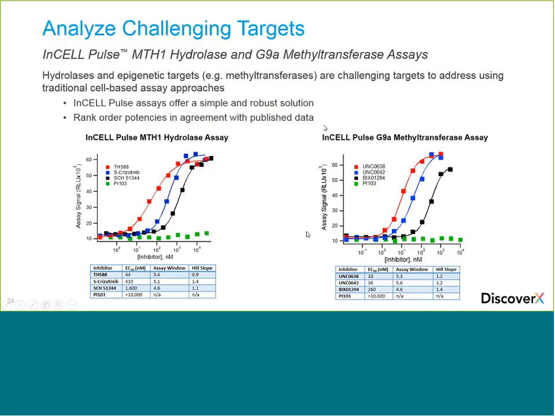G9A is a methyltransferase, an epigenetic target. Methyltransferases are difficult targets to build functional assays for. The readouts can be complex, oftentimes requiring mass spec. So it's really nice to have a convenient, rapid target engagement type assay to look at the rank order potency of inhibitors, or to show that your inhibitors are actually engaging the target like you think they are.